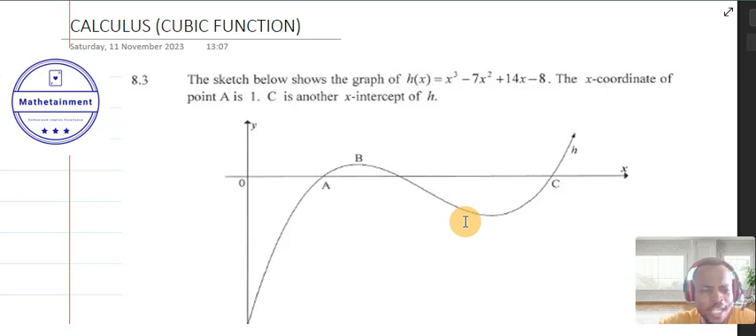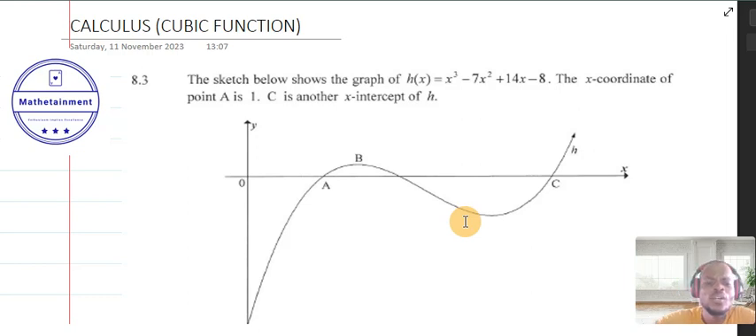Okay, here we're still continuing with the calculus, but now we are doing the cubic function part. The problem that you are faced with today: we are given the sketch below that shows the graph of h at x being equal to x cubed minus 7x squared plus 14x minus 8. We are given the x coordinate of the point A to be 1. C is another x intercept of h.